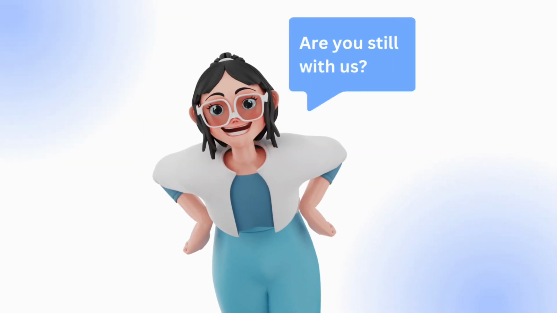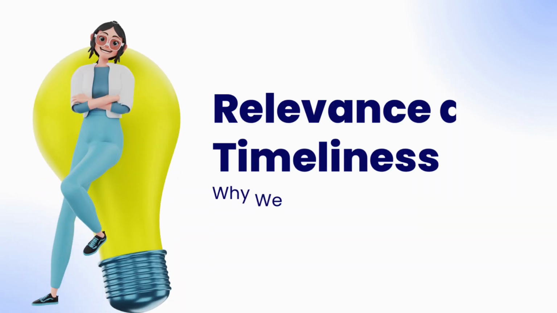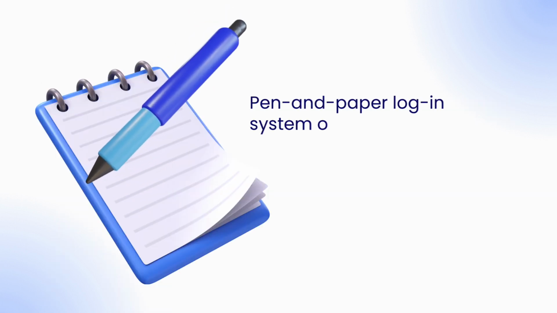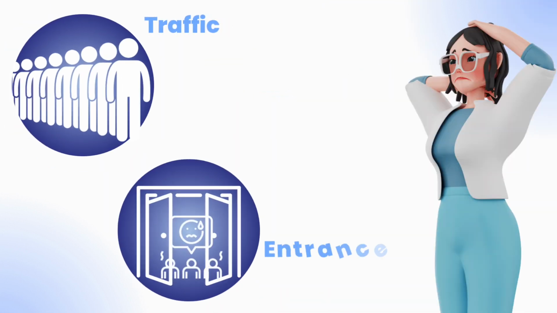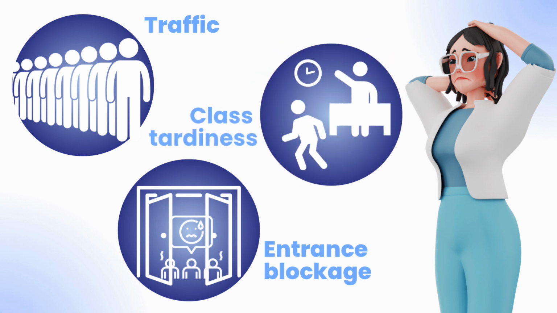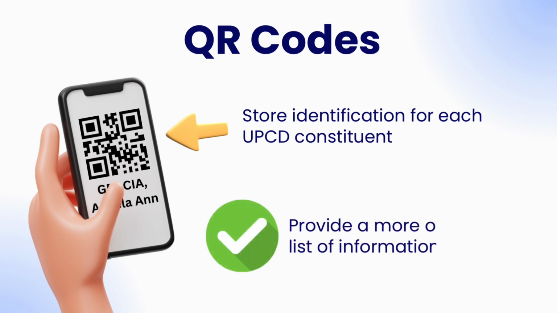Well, we hope you're still with us because we've reached the exciting part. All ears on us as we discuss the relevance and timeliness of our proposal. As mentioned, the current pen and paper login system of UPCD is time-consuming, which results in traffic, entrance blockage, and class tardiness. QR codes will not just store identification for each UPCD constituent, but will also provide a more organized list of information compared to the pen and paper system.